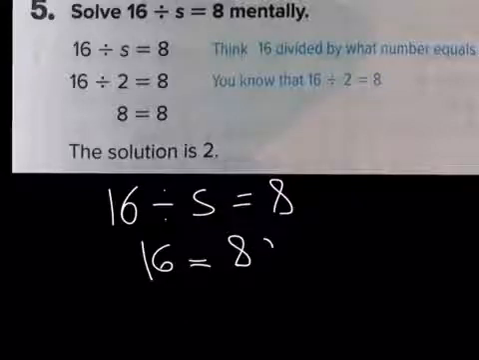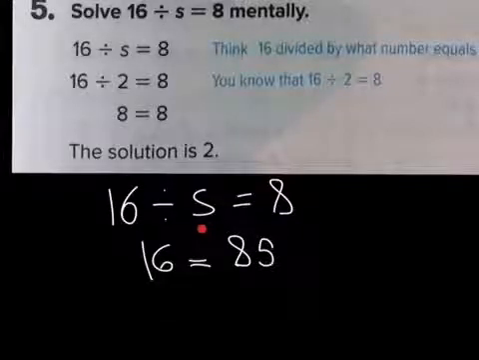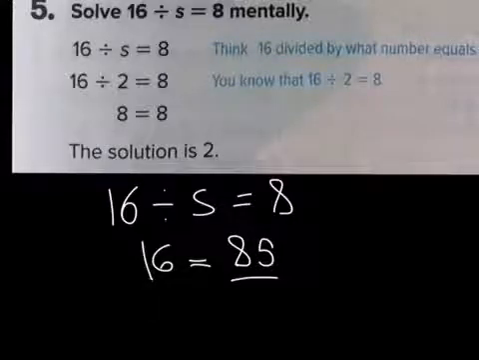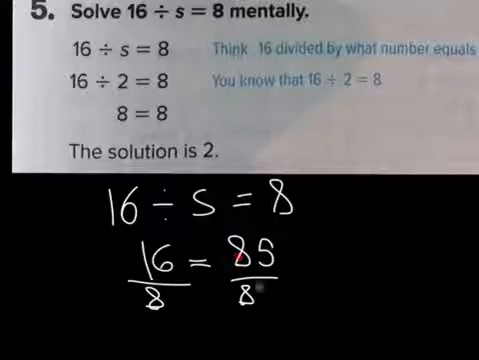And now it becomes 8 times s, right? Because the opposite of division is multiplication, 8 times s. Now we want to divide out the 8, so the s is left by itself. And we divide it out, and I divide it out on this side. Whatever you do to one side, you must do to the other.